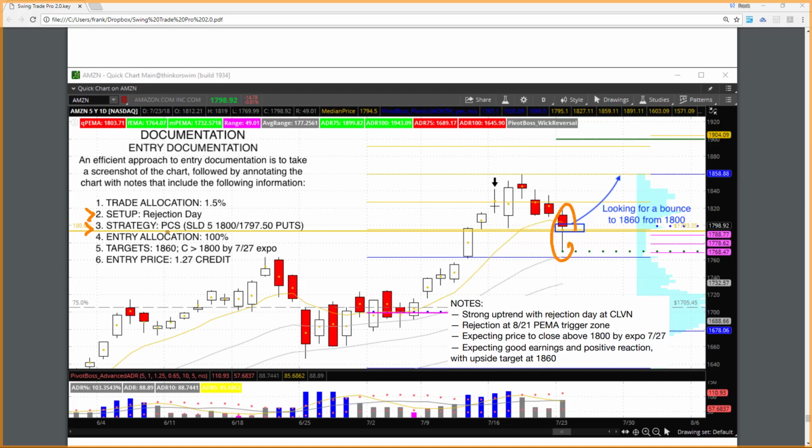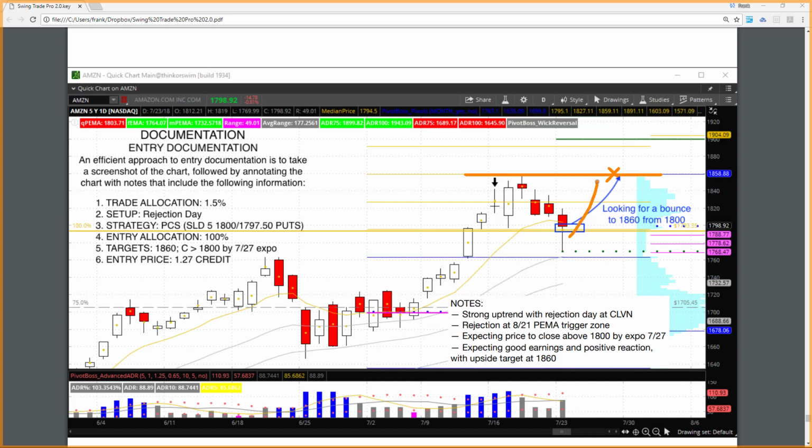The strategy I chose to use this time was a put credit spread. So I sold 5 1800 and 1797 half puts. So basically, I sold the 1800 put. And remember, by selling that put, it's basically a true or false. Is it going to close above 1800 or below 1800 at expiration? And so it's a simple bet. I was betting that price would close above 1800. And not only that, I was also forecasting targets up to the recent high of 1860.